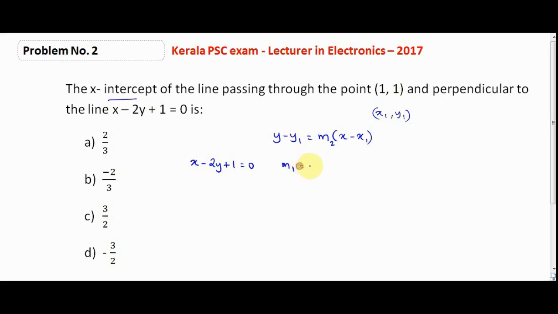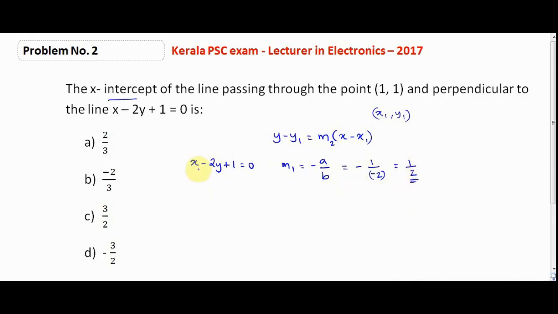m1 will be equal to minus of a by b, where a represents the coefficient of the x term and b represents the coefficient of the y term. So m1 will be equal to minus of, here a value is 1, the coefficient of x is 1, divided by b value, which is minus 2. The coefficient of the y term is minus 2, so 1 divided by minus 2. We have a minus sign here, so this minus and this minus will cancel. Effectively the m1 value is 1 by 2.